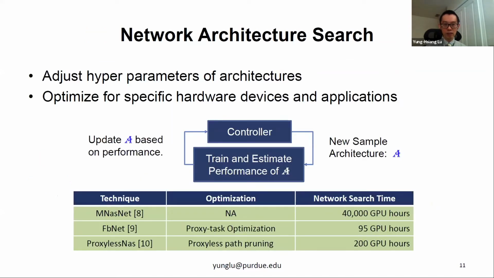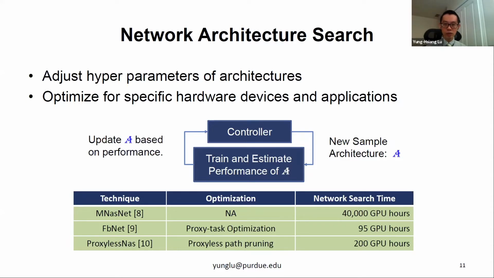The third approach has become very popular in recent years. It's called network architecture search. In fact, you can see in many publications, it's simply said NAS, network architecture search. This method can be described using this picture. There is a controller and it adjusts the hyperparameters for the network architecture, such as the number of layers, the number of neurons in each layer, and so on.